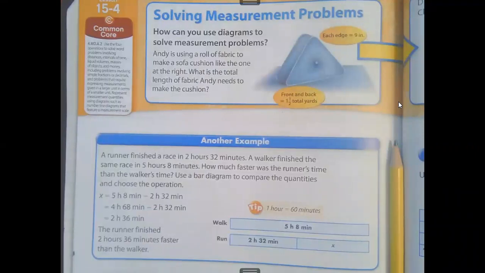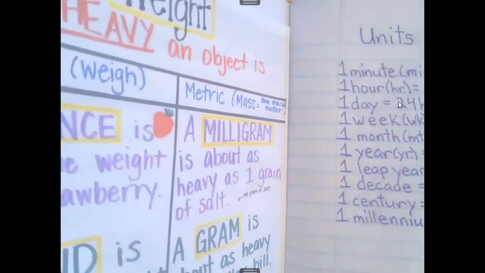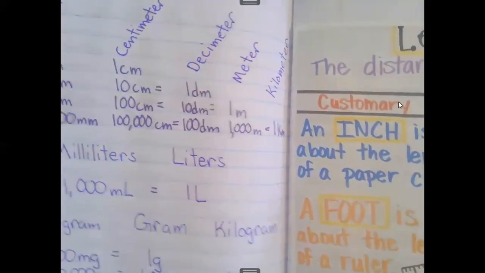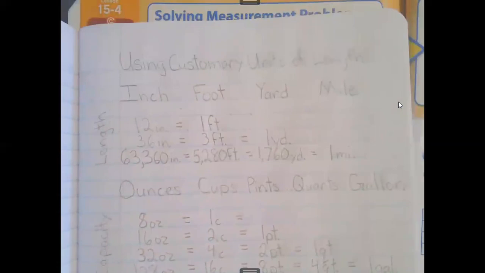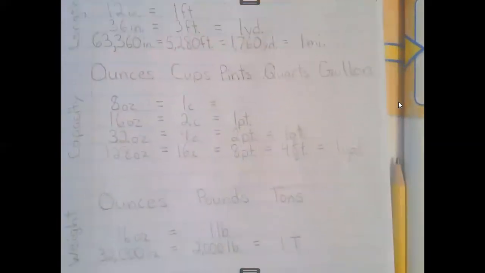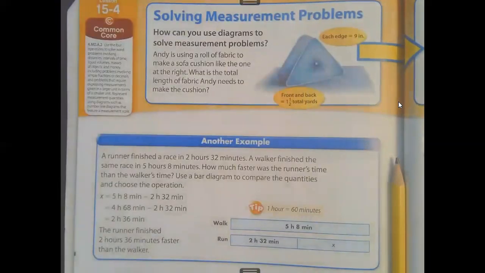What I would recommend is, because we're using measurement today, that you make sure you have your notes from the last chapter. Remember, when we're looking at units of time, the metric units of length, capacity, and mass, as well as the customary units, like inches, feet, ounces, cups, quarts, and pounds and tons. Make sure you have that. And if you don't, go ahead and pause the video so that you are ready to go.